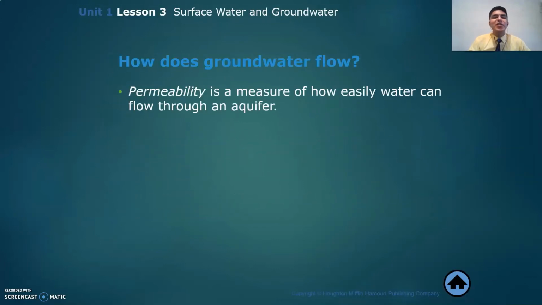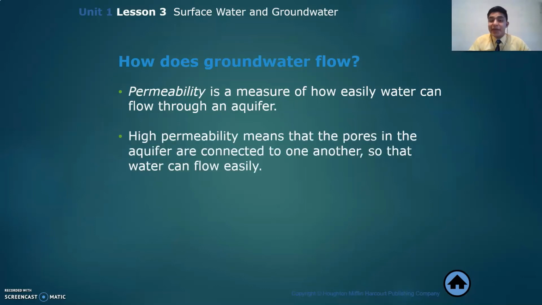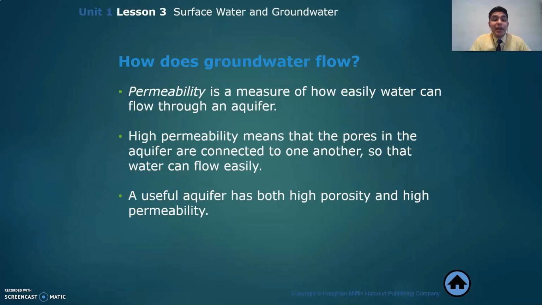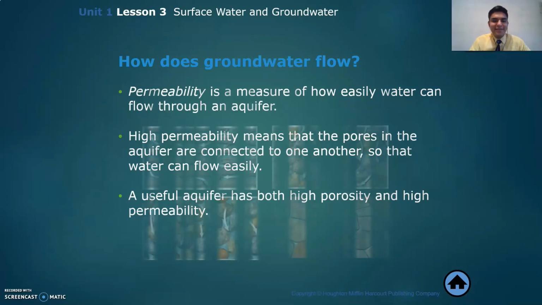Right? Permeability is a measure of how easily water can flow through an aquifer. That's very important: permeability. High permeability means that the pores in the aquifer are connected to one another, so that water can flow easily. Let's suppose that we have a lot of rocks tied up together. When their pores connect and let water flow through them, they are going to have a high permeability. A useful aquifer has both high porosity and high permeability.